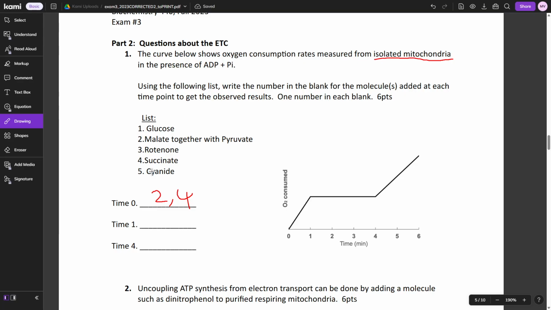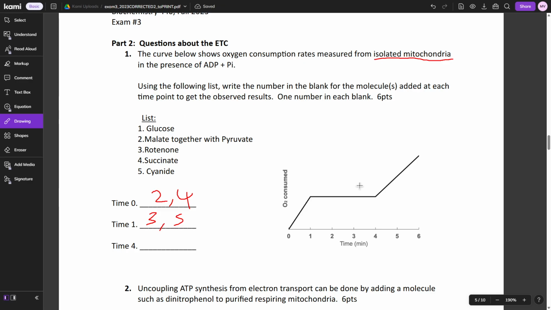That's what we're saying. So we agree it has to be some sort of inhibitor, right? We're all clear on that. If we're stopping O2 consumption, it has to be either cyanide or rotenone. So 3 and 5 are the 2 options that we have. Let's look at time 4. At time 4, we can see that we have this period where we have no O2 consumption, but then suddenly we start using up O2 again.